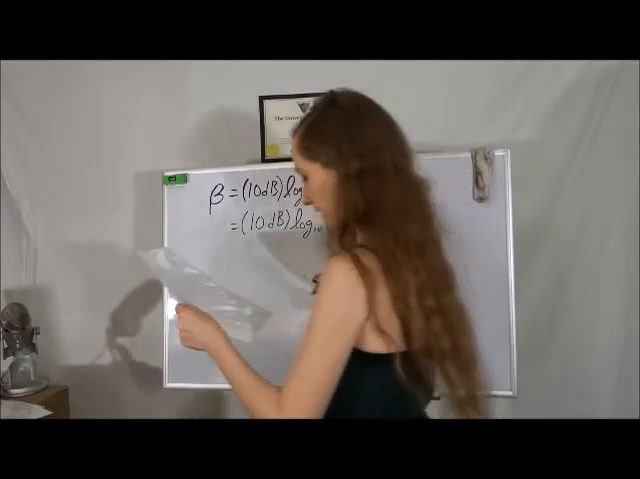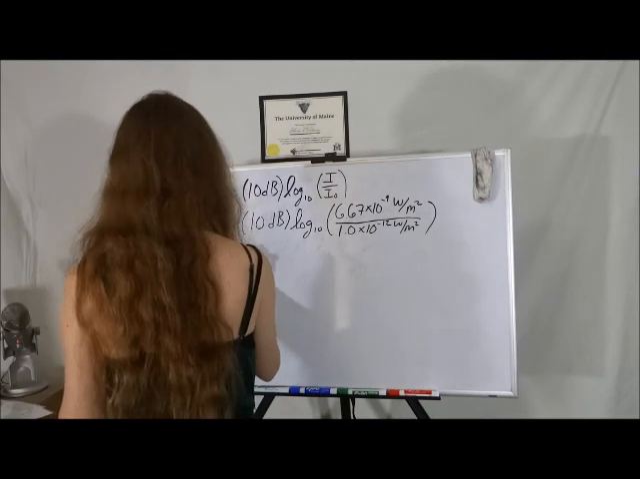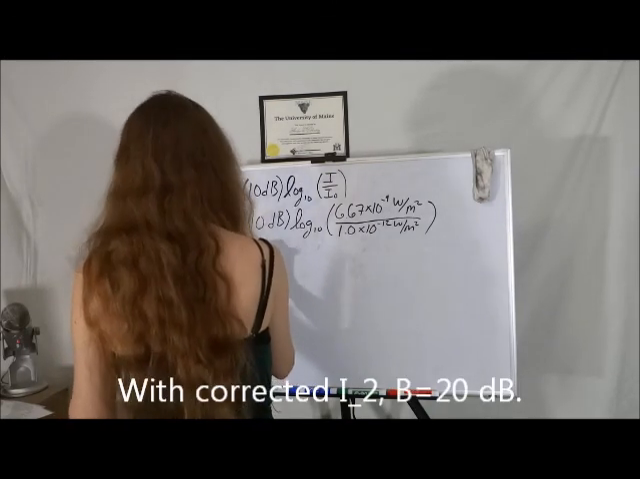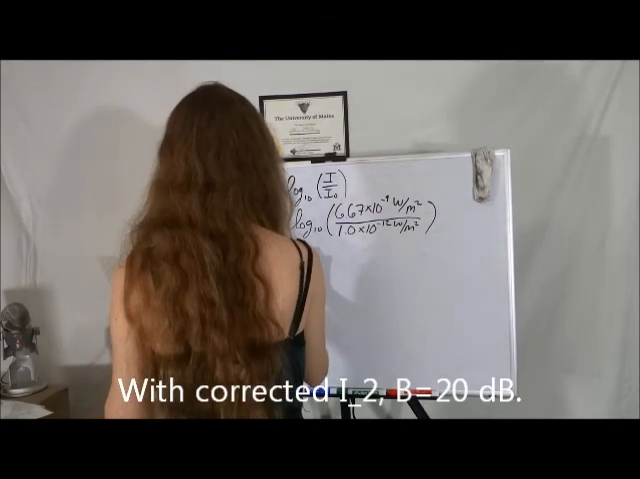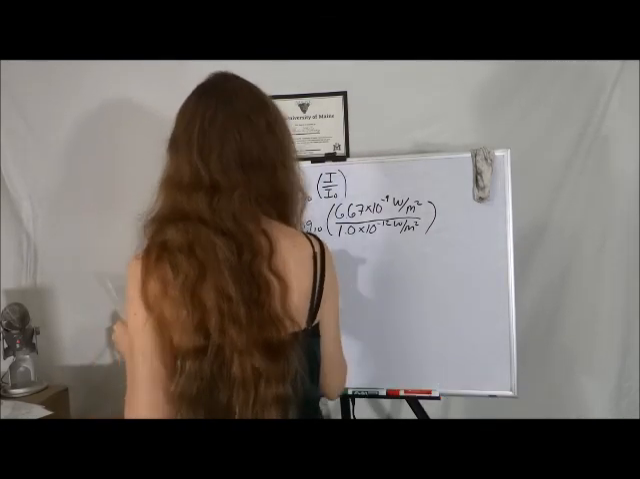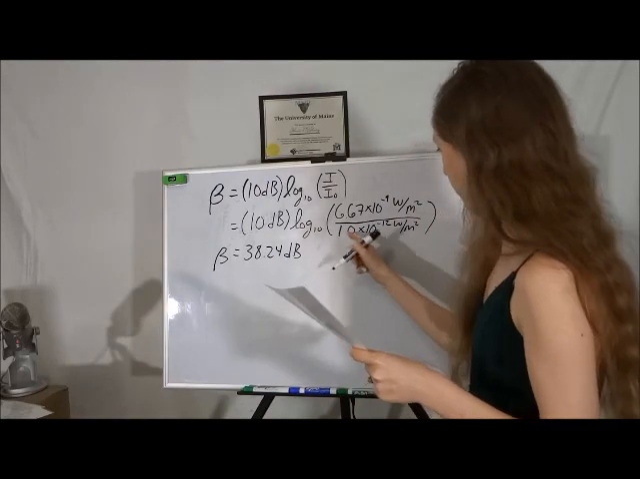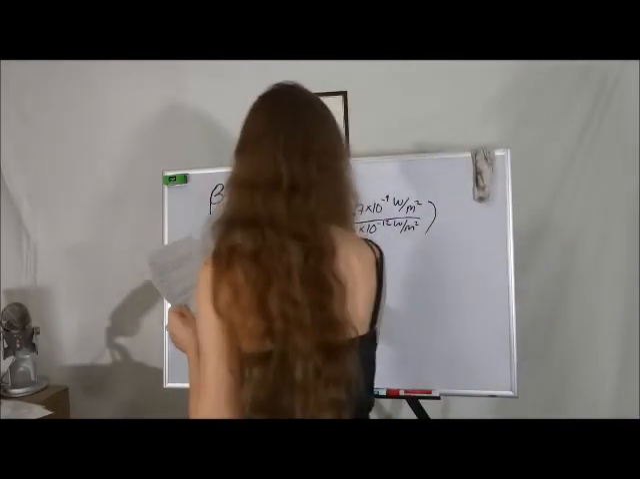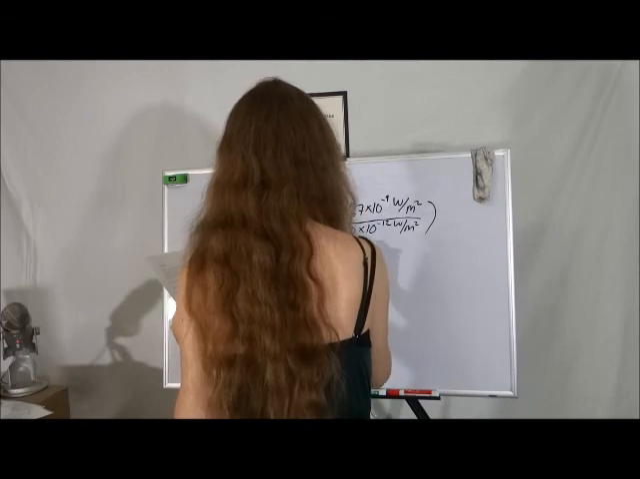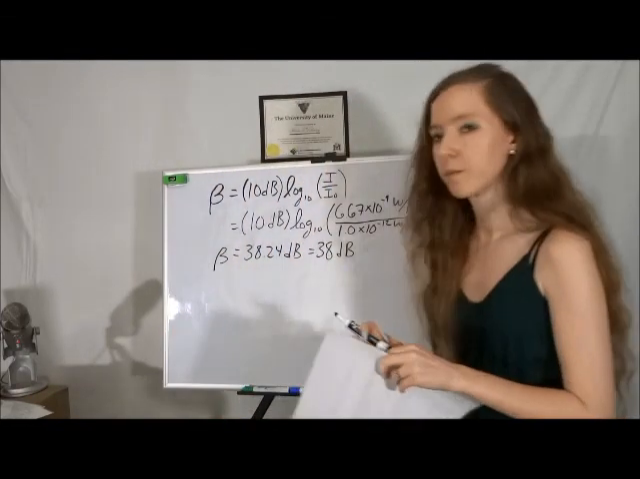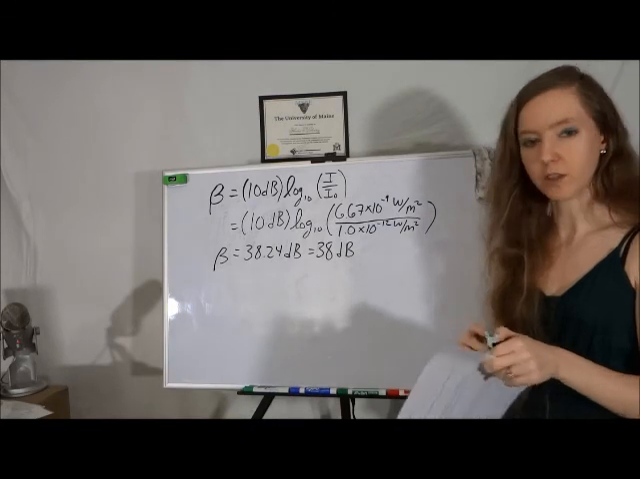Plug this number into our calculator and we get that beta is equal to 38.24 decibels. And now we take a look at our sig figs. We only have 2 down here, so this is going to be equal to 38 decibels. So are there any questions on this problem?